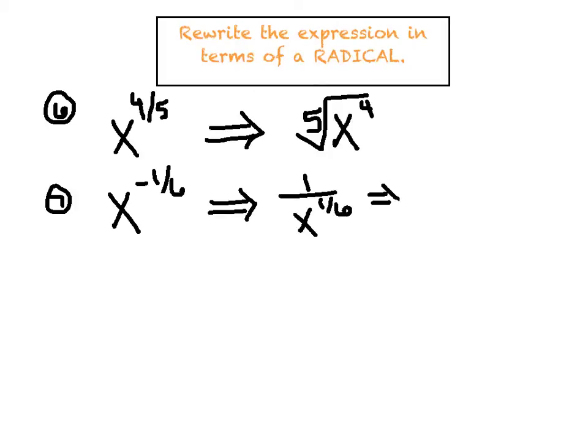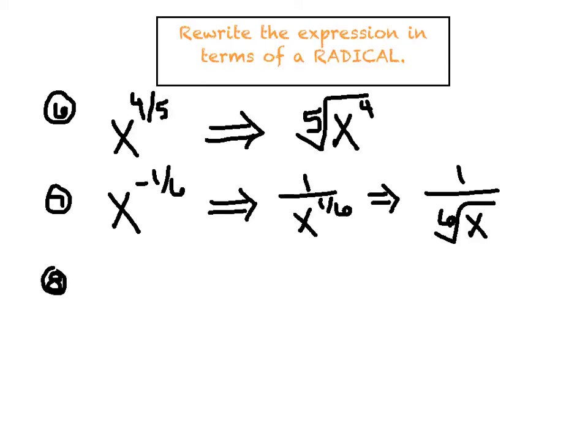Now we can use our groundhog rule. We're going to say 1 over the denominator, being the 6, is going to do the traveling and become my root. So I'm going to say the 6th root of x raised to the 1st power, and writing the 1 as the power is an unnecessary move, but it wouldn't be wrong if you put it there.